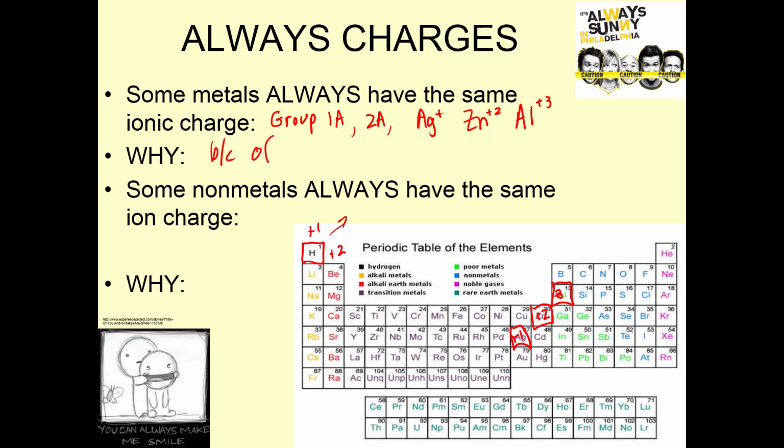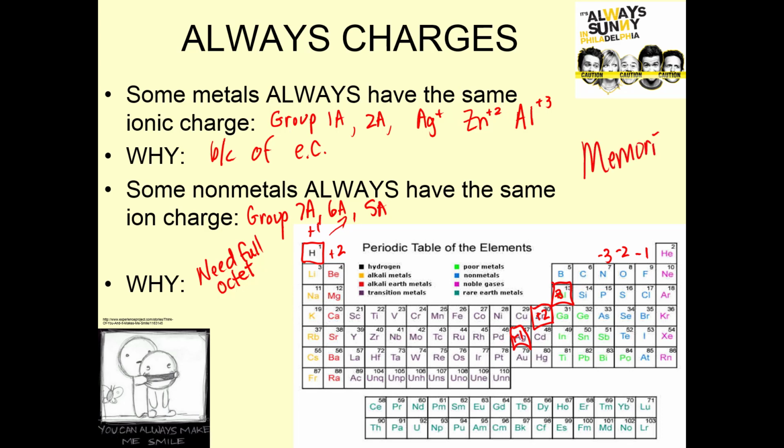Because of electron configs, and some nonmetals always have the same ionic charge. Okay, so we have group 7A, 6A, 5A, -1, -2, -3, all right? Why? Need full octets. So memorize those, memorize them, all right? Do it, memorize them always. I call them the always ions, always positives, what you see, always negatives, what you see.